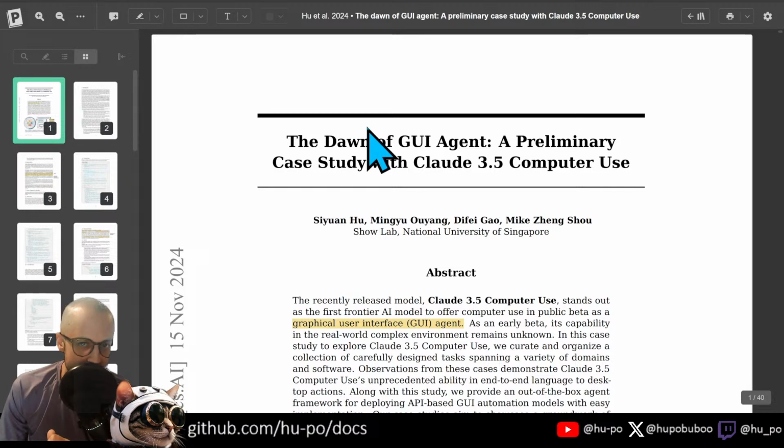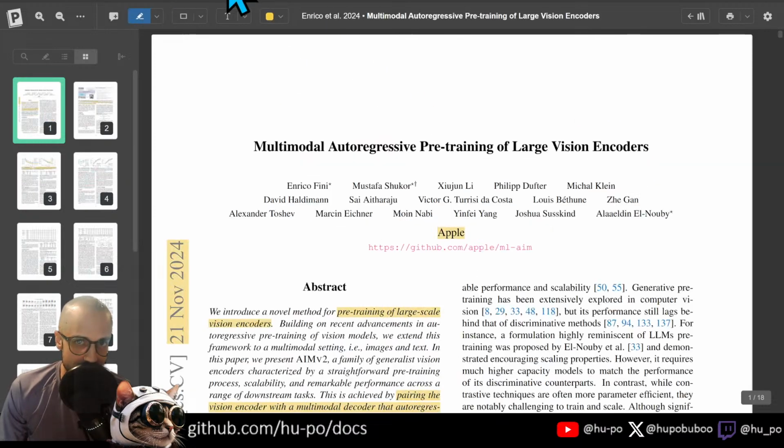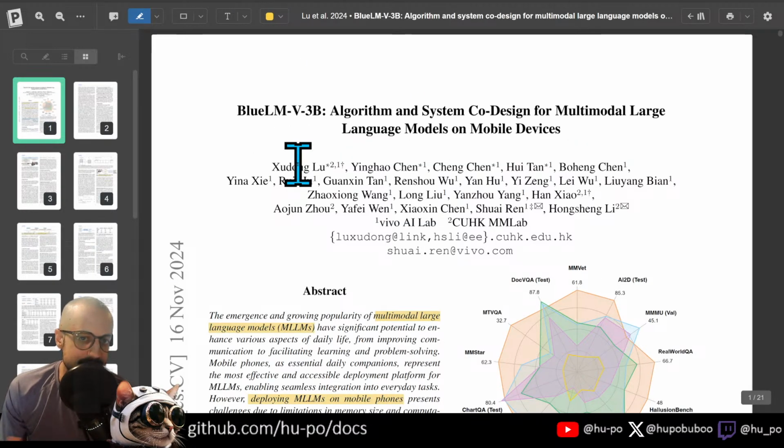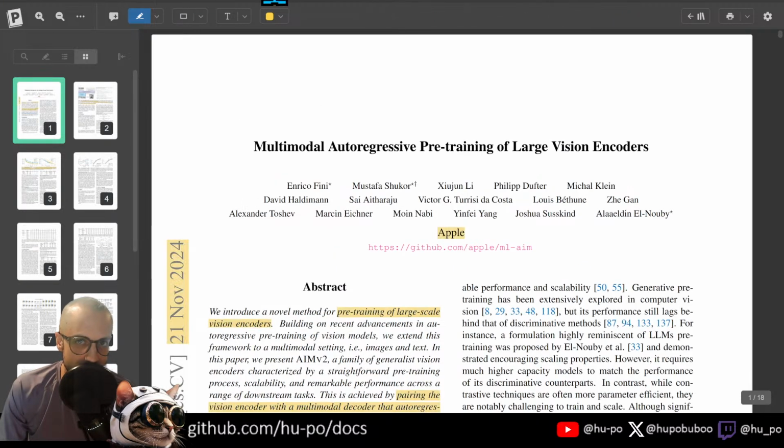And the next paper I want to show to you guys is this one here, Dawn of a GUI Agent, a preliminary case study with Claude 3.5 computer use. Right, so first couple papers we looked at were all about kind of setting the scene of what are the general trends here, right? What are the general trends in pre-training? What are the general trends in inference?